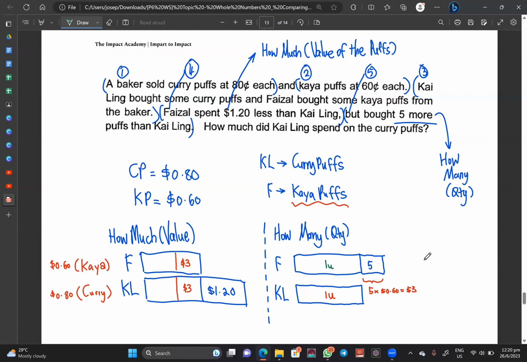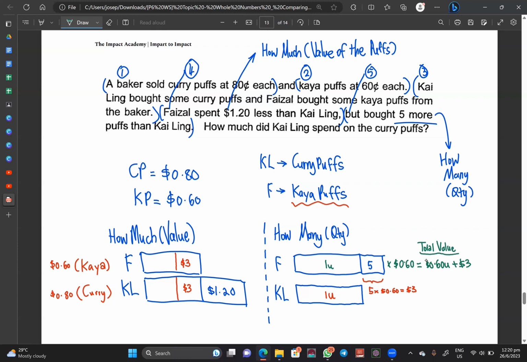So I can find the total by multiplying 60 cents to the whole thing. I will multiply 60 cents to the 1 unit, and I'll get 60 cents units, plus I will multiply 60 cents to the $5, which I've already done over here. So this is the total value. Let me just say this again: this is the total value. And of course, we know that this is for Faisal.